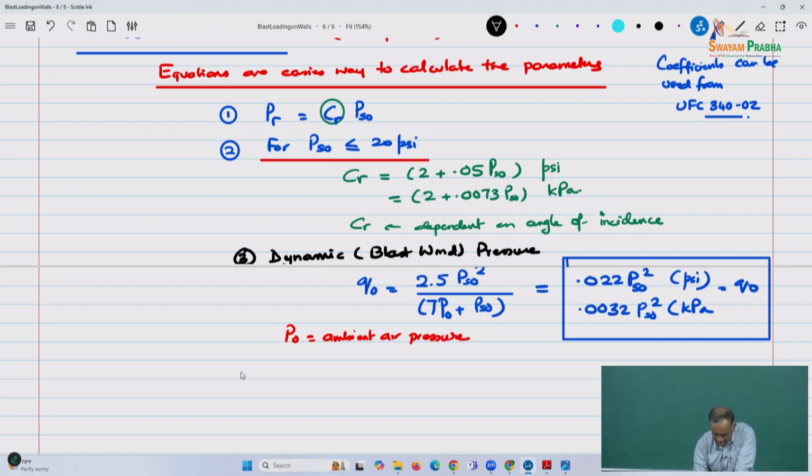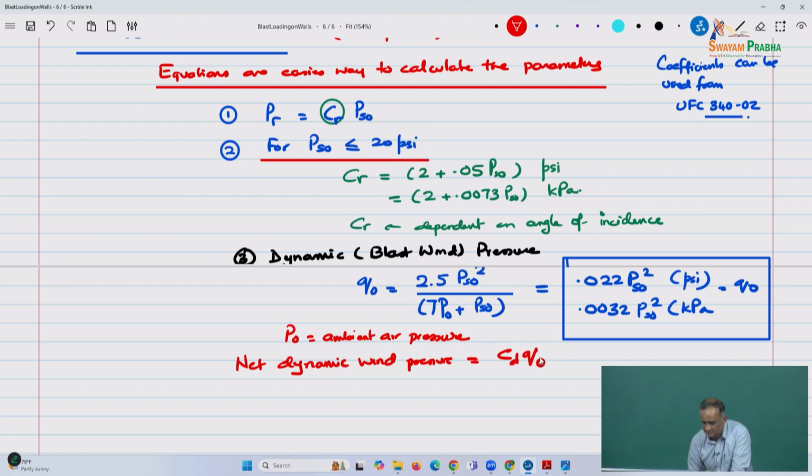Then the next quantity, okay, I did mention this, but let me mention this one more time, that the net dynamic wind pressure is, we have seen this earlier also, CD multiplied by Q naught.